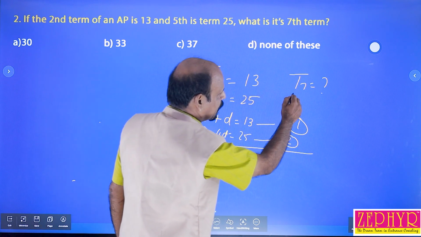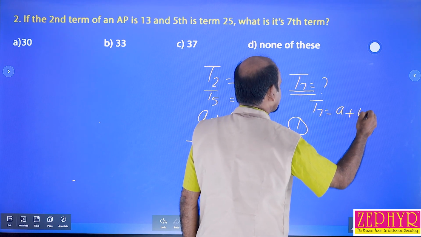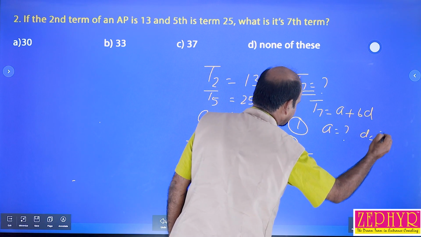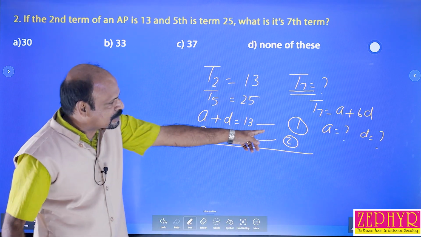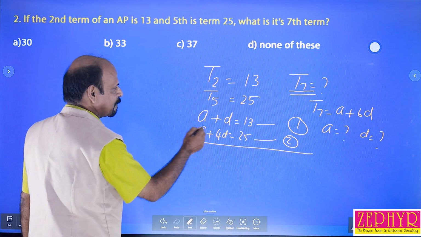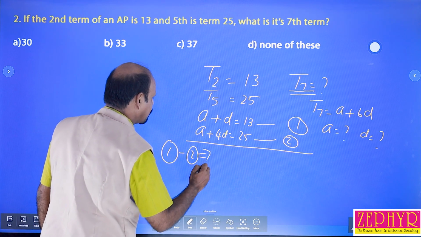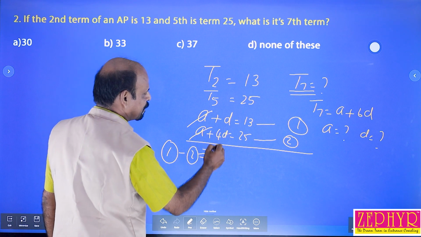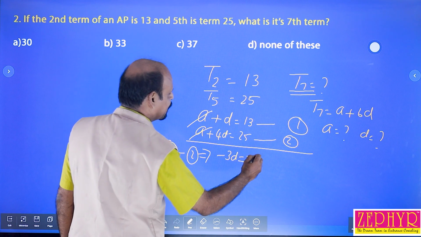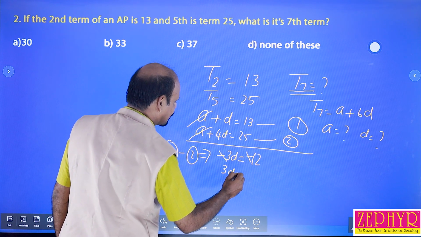To find out the seventh term, we have to calculate A plus 6D. So to calculate the seventh term, we need the values of A and D. From solving these two equations 1 and 2, you can find A and D. Here we subtract equation number 1 minus equation number 2, which implies A minus A is 0, D minus 4D will give minus 3D, 13 minus 25 is minus 12. So minus minus cancels, 3D equals 12.